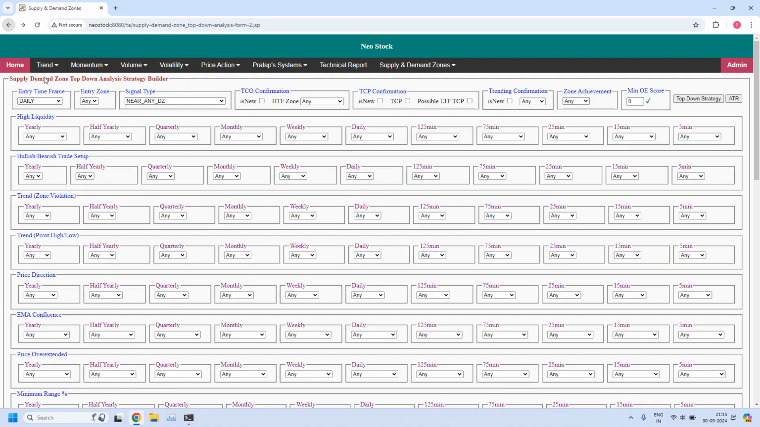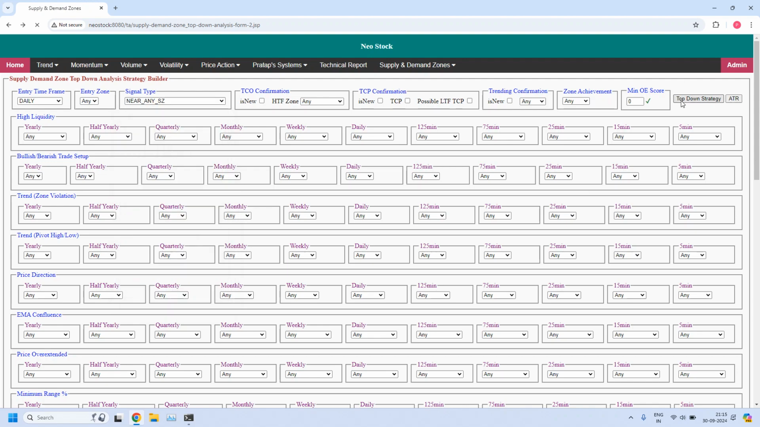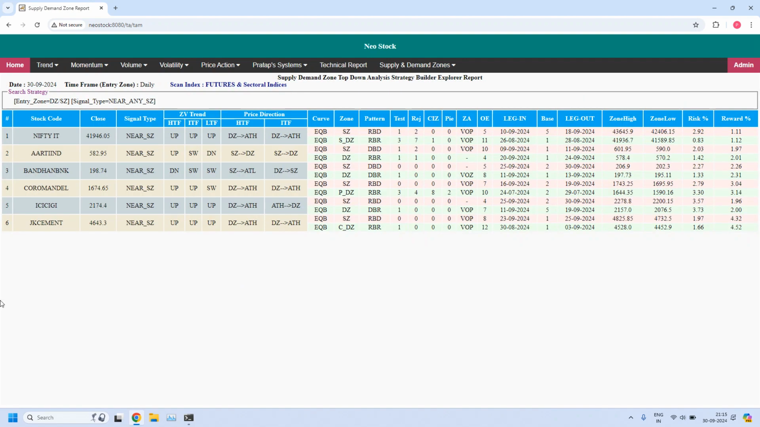Okay, in the next report, for daily time frame, let us find the stocks near daily supply zone. 6 stocks are filtered. Let us identify any high liquidity supply zones from this list. No, we don't have any daily high liquidity supply zones from this list.